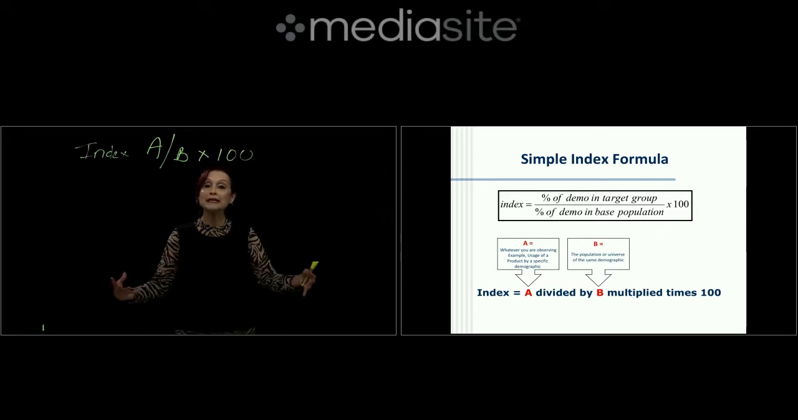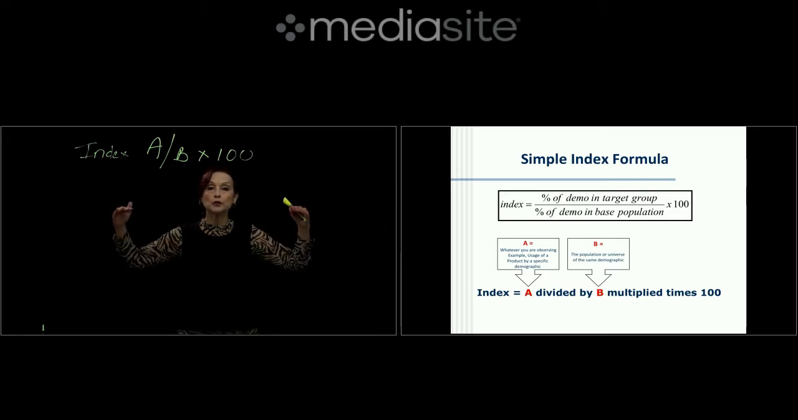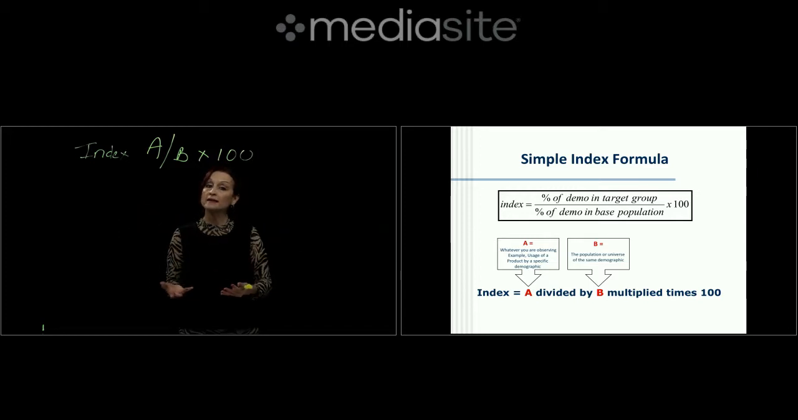Now, over index, what does that mean? It means generally overconsumption, or consuming more of a product or service as compared to the general population, which would be 100%. Under-index means generally under-consumption of, or consuming less of a product or service, again, as compared to the general population, which would be 100%. These numbers are good indicators of how and where to allocate media resources.